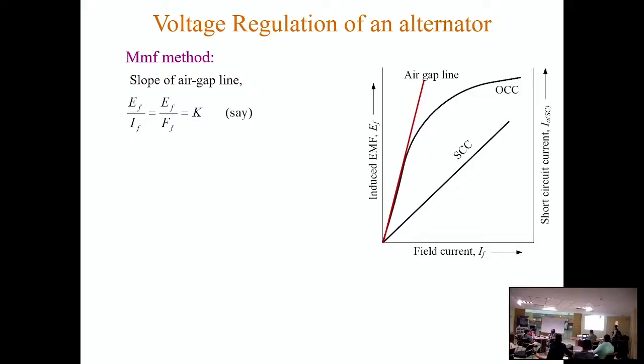It is obvious. This is EF and this is IF axis. So the slope of this line is ratio of these two, and IF can be considered as equivalent to FF, so EF by FF, which means from this equation we can write EF equals KFF. That means EF can be replaced by FF using this slope, and in phasor form we can write this. Why this negative sign? Because this EF lags FF by an angle of 90 degree.